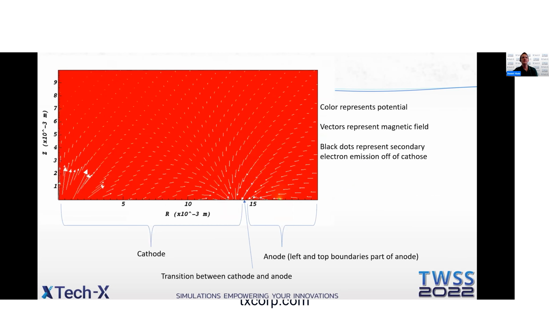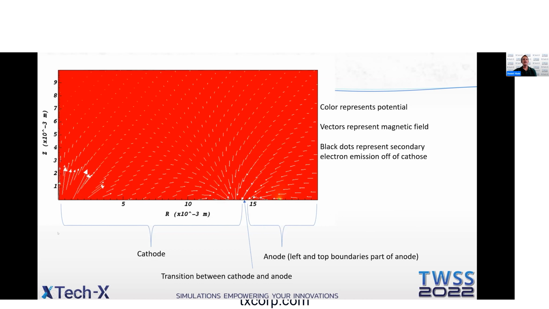So here is a movie from my simulation. Let me explain the boundary conditions here. This simulation is in a cylindrical geometry. So the R-axis is on the bottom, and the Z-axis is this vertical axis. The white lines are the magnetic field lines, the white vectors are the magnetic field vectors, and the color contour will be the potential.